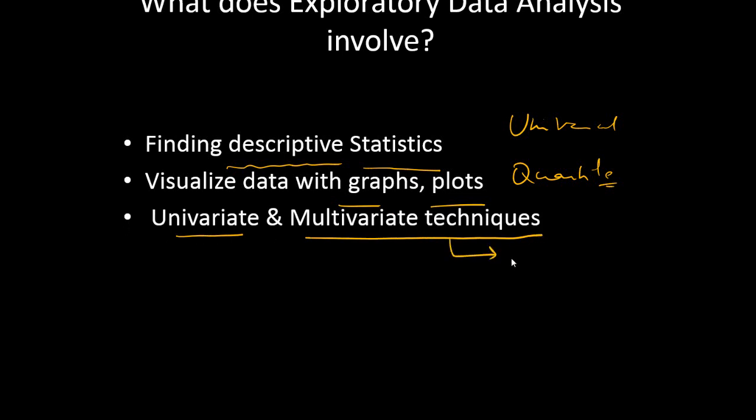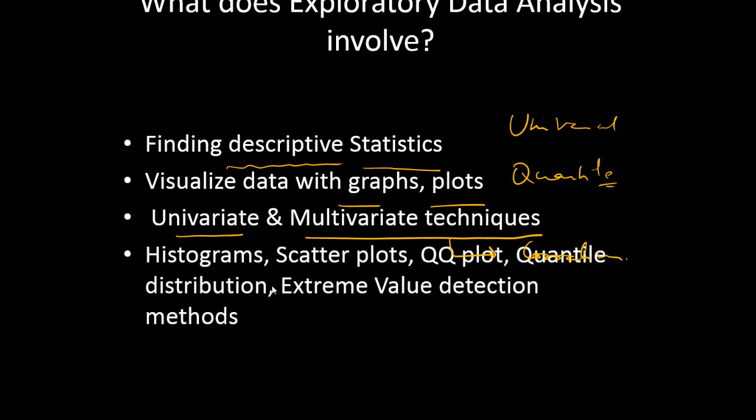Multivariate techniques would be your correlation, principal component analysis, clustering. These are the techniques used to find out relationships among the variables, which variables are highly correlated among themselves, which variables are very similar. So we can club them together and come up with a composite variable. All these decisions are taken before even the model building is started. So that comes under exploratory data analysis.